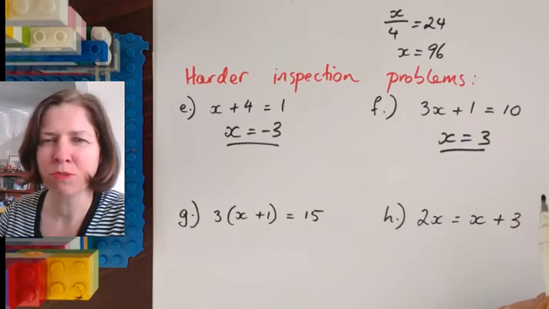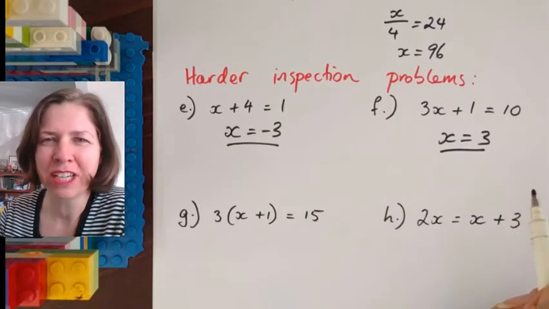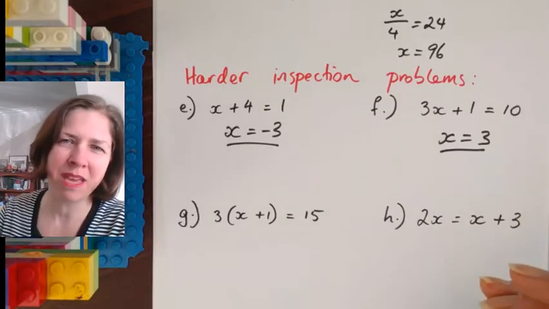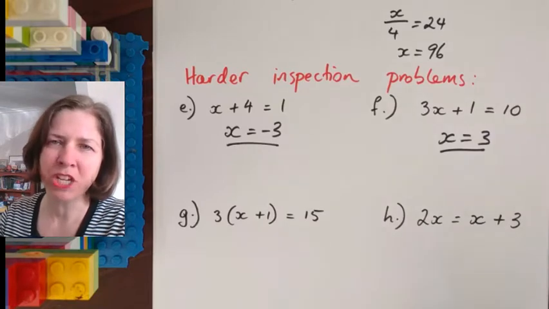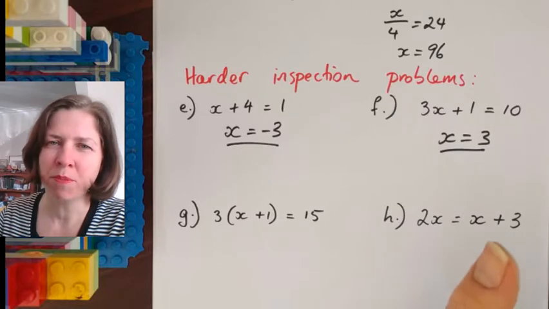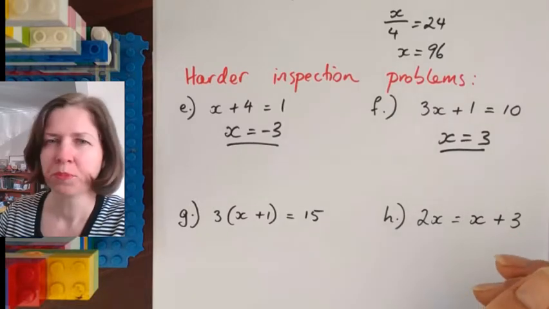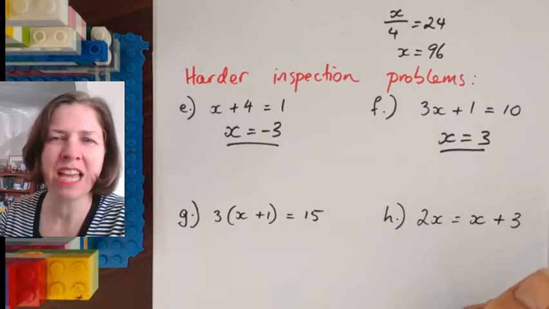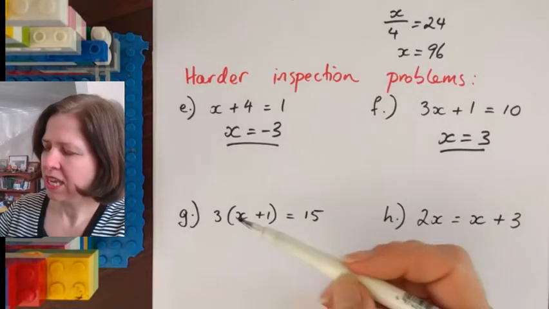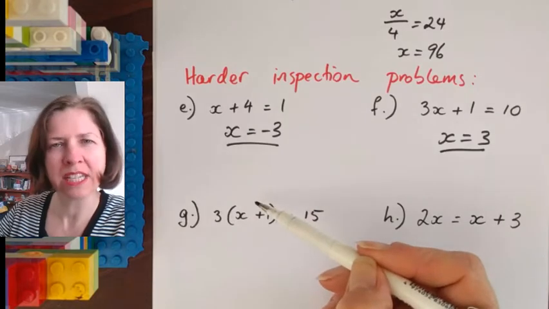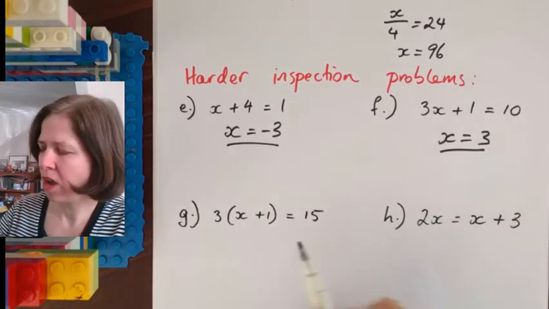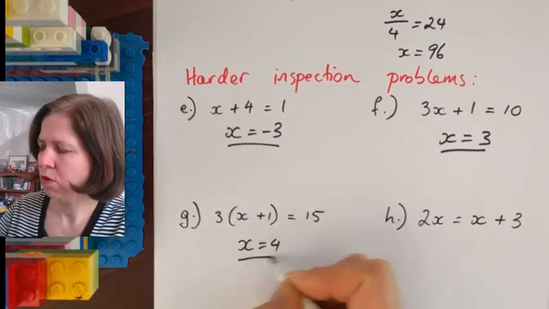Don't worry if you didn't get these ones. These are harder, and actually, part of the reason I'm showing you the harder ones is to convince you that we need another method than just inspection. Inspection can get you there for things that are easy, but when things get tricky, we need a proper method, and that's going to be in our next video. All right, the next one is 3 times, and then in brackets, x plus 1 is going to be 15. So I'm thinking to myself, 3 times what is 15? And the answer is 5. So this bracket has to be 5, which means that x is 4.